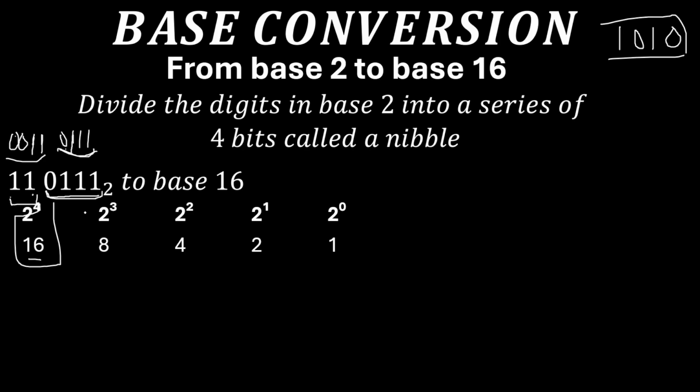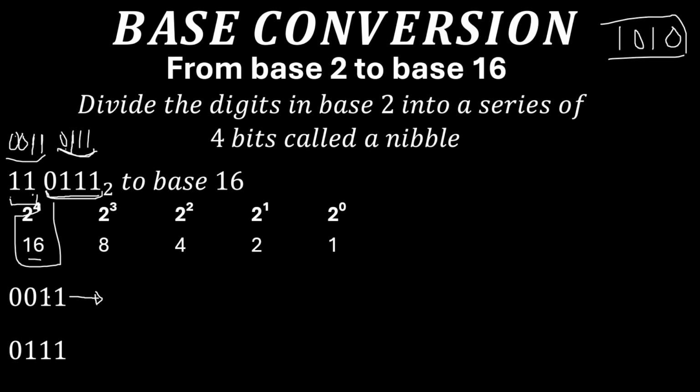Let us try to convert this to base 16. We need to look at all of these digits. This one is here and this one is also here. So the first nibble is 0 0 1 1. Let us now convert it to base 16. Normally, if we want to convert to base 16, we first convert to base 10, and then we convert to base 16. But this one is a shortcut to base 16 directly.